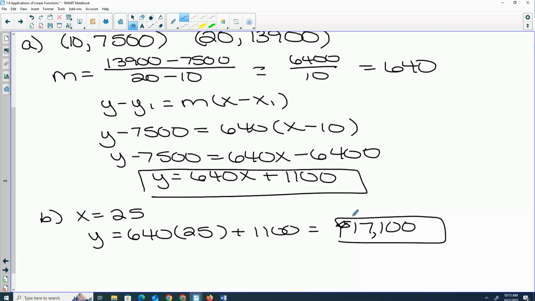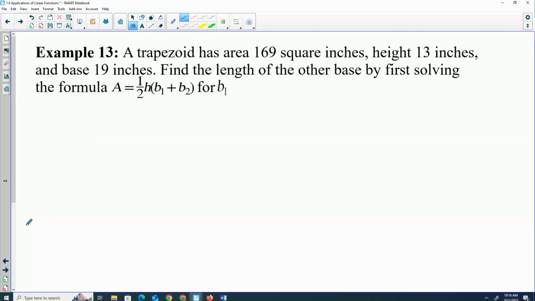Any questions there? Not really, actually. I'm going to go ahead and look at the last couple problems. We're almost done. These are a lot shorter.